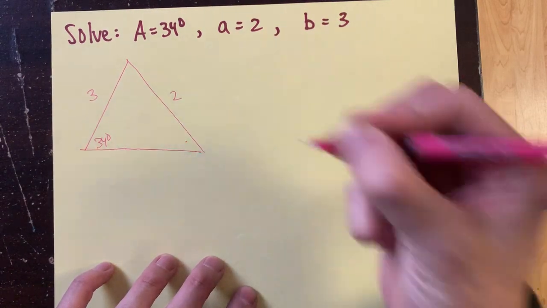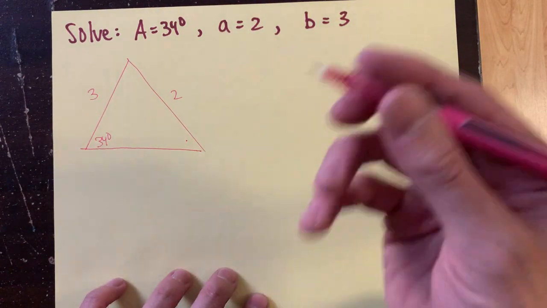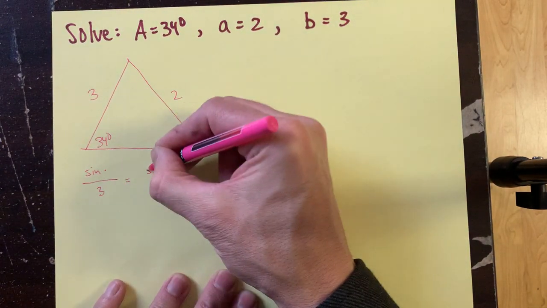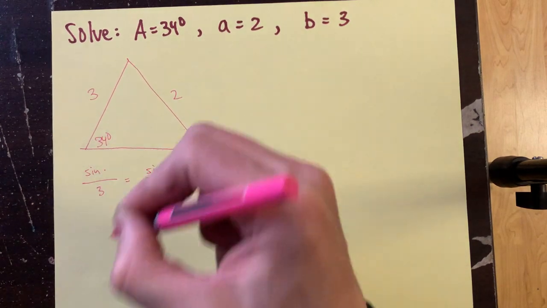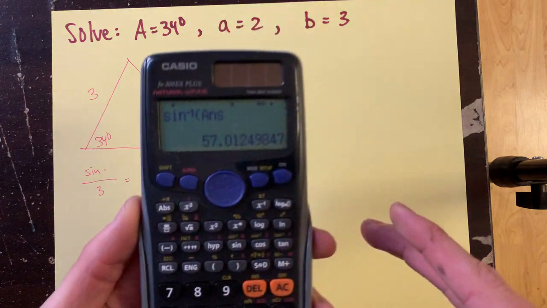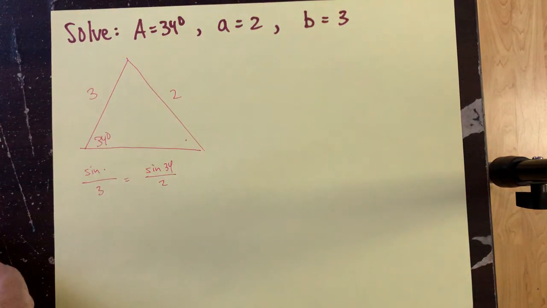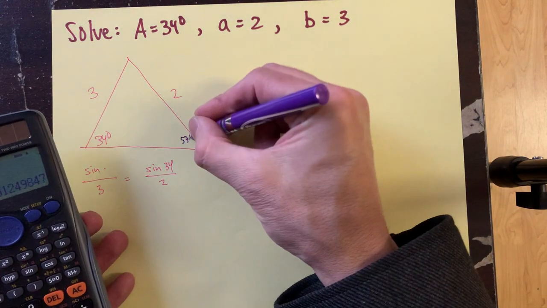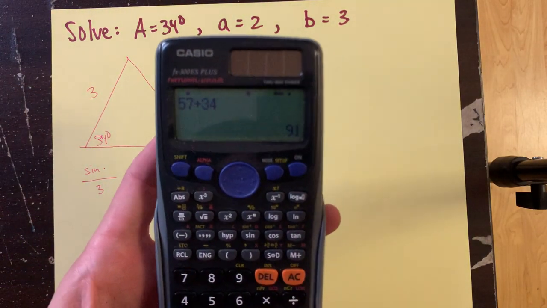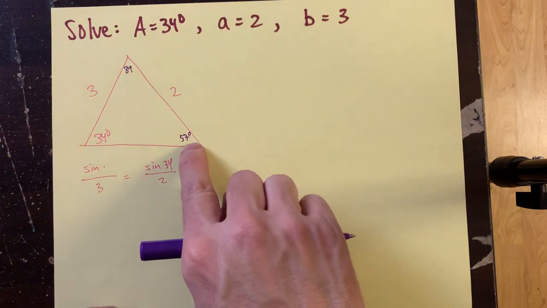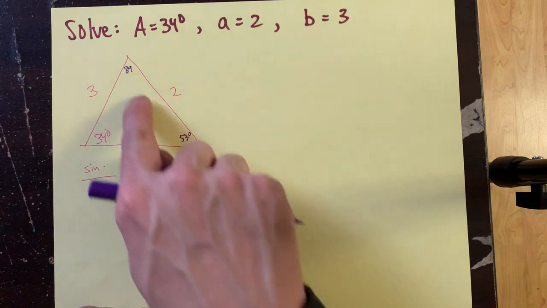Let's find this angle here by going law of sines like we did before. So we can go sine of the unknown angle over 3 equals sine of 34 over 2. And if we solve this on a calculator, we're going to get about 57 degrees for the angle. Let's call it 57 degrees. And now let's go 57 plus 34, and let's take that away from 180 to get 89 degrees up there. So we found this one with law of sines, then we added and subtracted from 180, so we have all the angles.